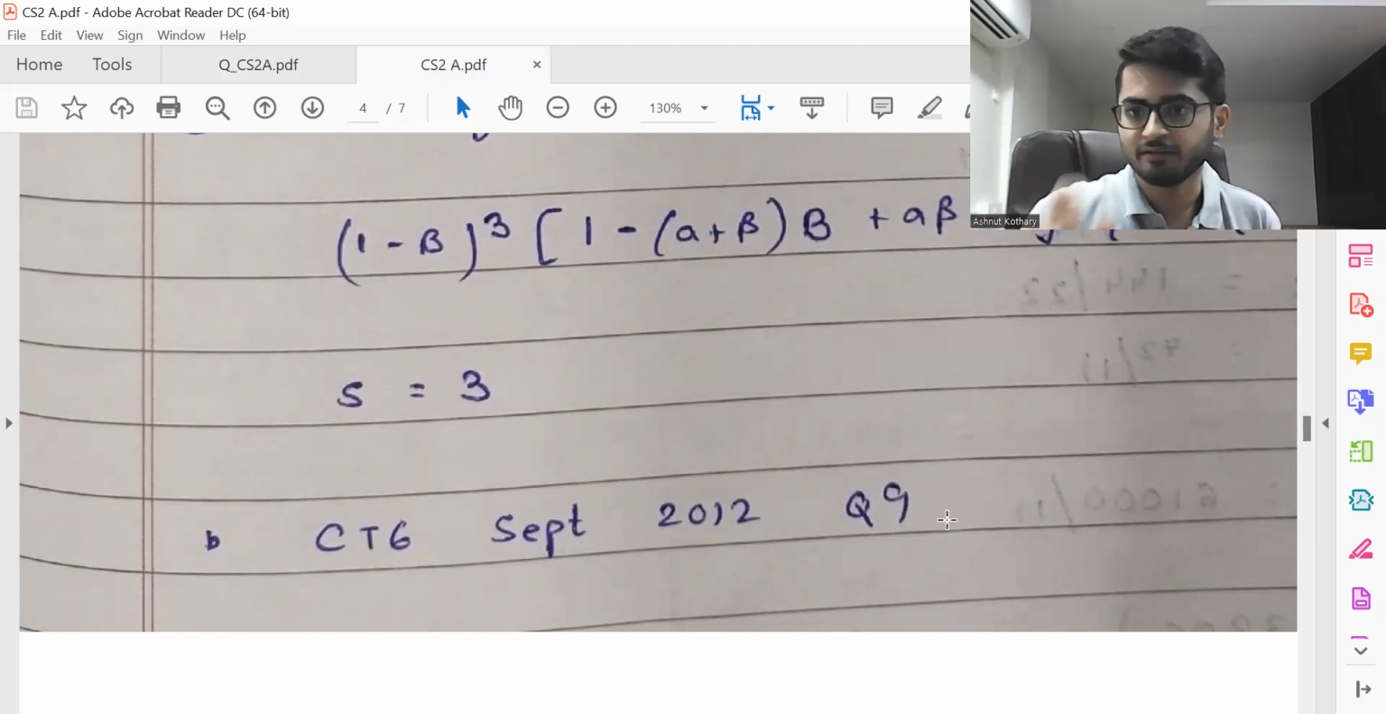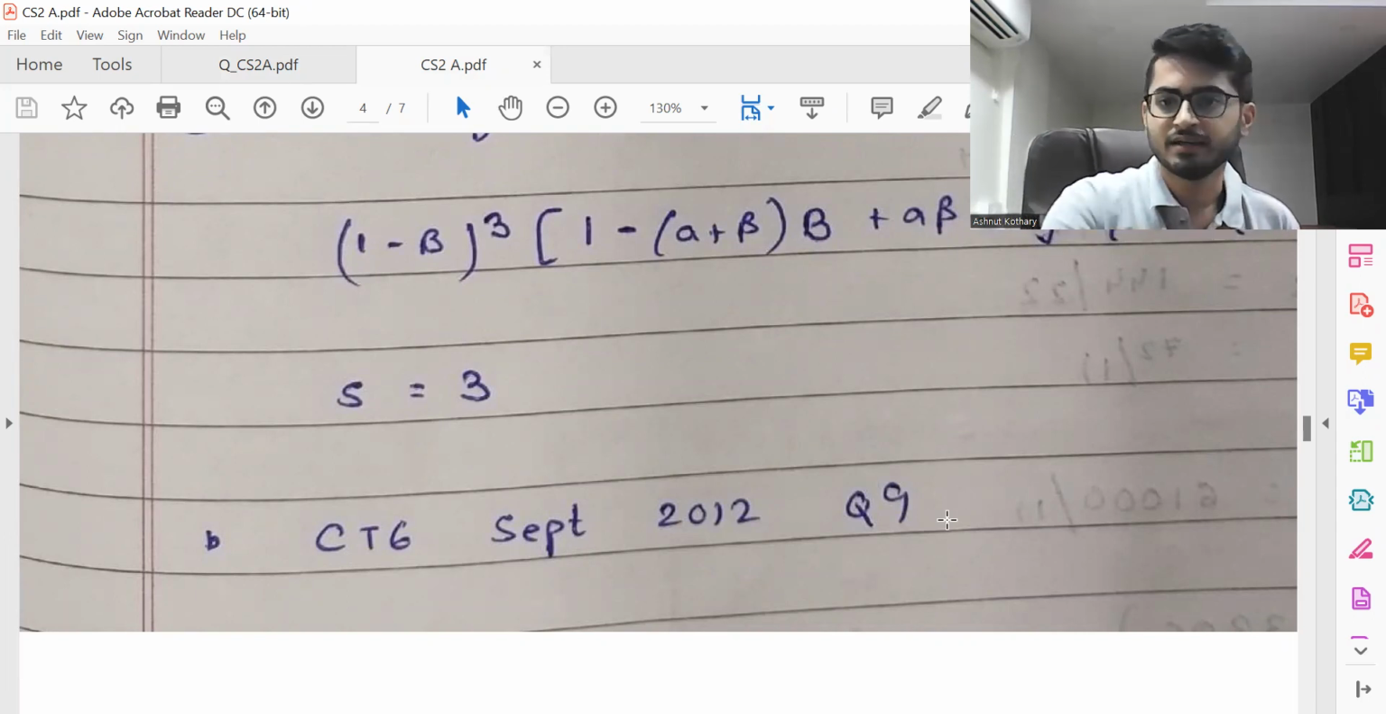Note that this is for IFOA. So you can go to the IFOA website, take a look at the CT6 September 2012 paper, and just take a look at question 9, you will find it. Alternatively, if you have revision notes, you would find it there itself. Thereafter, the entire procedure is the same.